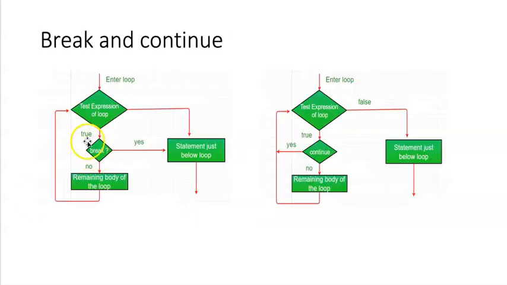So this is the pictorial view of break and continue. It enters the loop, checks the condition, and if it's true, then it breaks. Otherwise, it goes to the remaining body of the loop. But for the continue, as soon as it hits the continue, it goes to the next element in the loop. If it's not continue, then it goes to the remaining body of the loop. Break is nothing but to exit the loop, and continue is to go to the next element in the collection.